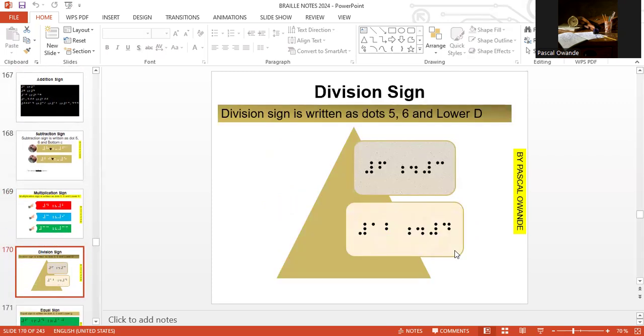Division sign is written as dots 5-6 lower d. So the first one is 6 divided by 3. The second one is 12 divided by 4.